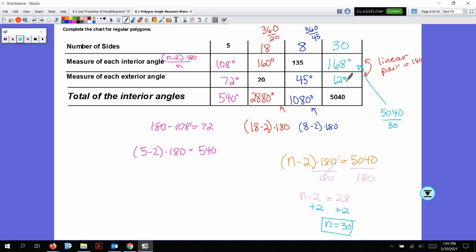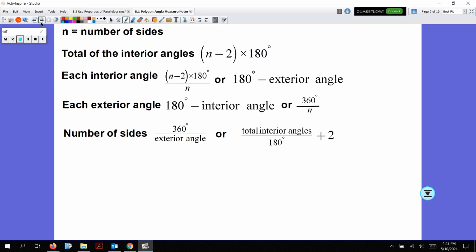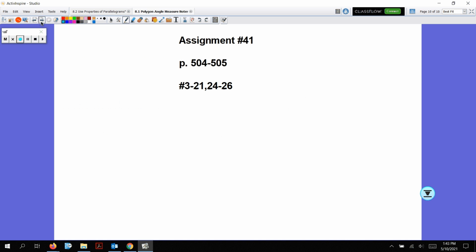All right, cool. Well, here's your homework. Make sure, see, I told you I couldn't put the formulas on that same page. Here it is, assignment number 41, numbers 3 to 21, and 24, and 26. Pause the video if you need any help.